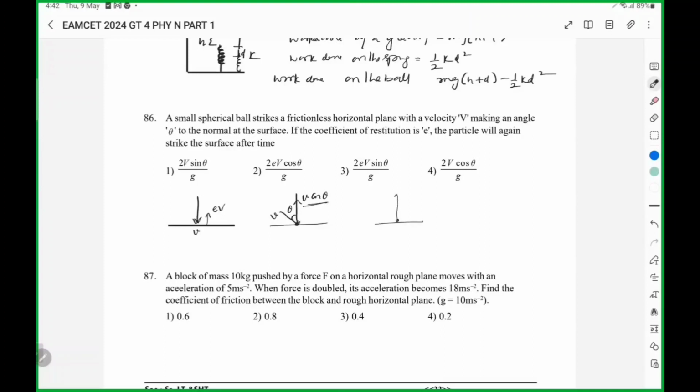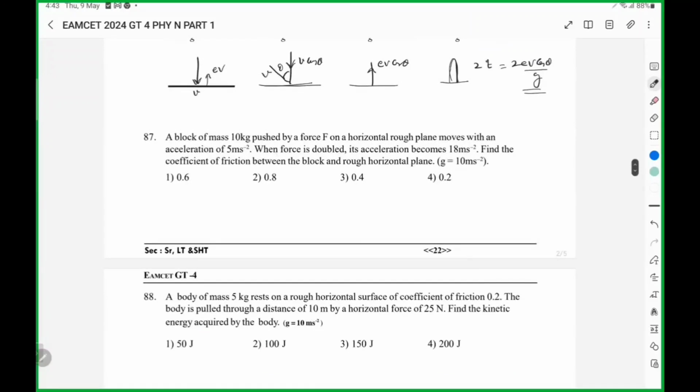So with v cos theta velocity, v cos theta is the direction. If it is projected at an angle theta with the normal, it hits the surface normally with v cos theta velocity. After hitting, it rises with e v cos theta, and the time taken for the particle to again strike the surface is 2t, that is 2 e v cos theta by g.